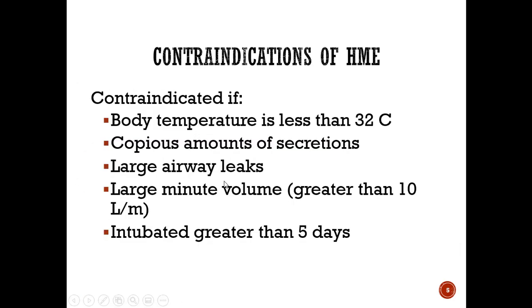So contraindications of an HME, which is a heat and moisture exchanger. You cannot use an HME if the body temperature is less than 32 degrees Celsius. The reason why is if you are hypothermic and you do not have a normal core temperature, when you exhale that air, it's not going to have an appropriate amount of heat, right? So it's not going to be able to recycle and give your heat back to you.